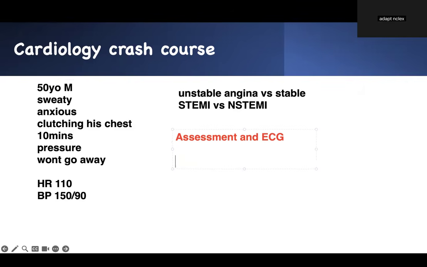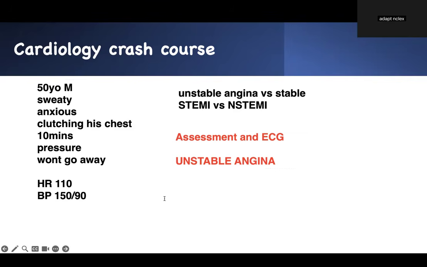The patient is at rest. He's not moving, he's not exerting himself, and the pain is not going away. So at minimum, this is unstable angina. This is the difference you can tell between stable and unstable. Unstable, you cannot predict it. Stable, you can predict it.